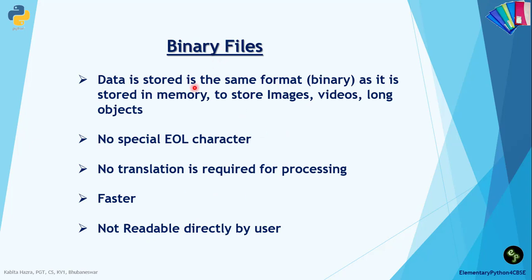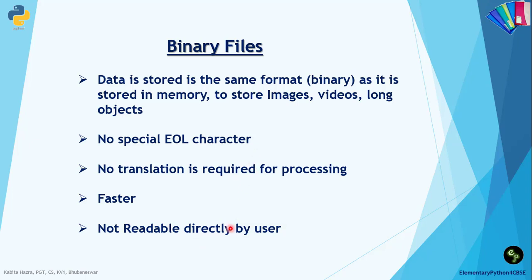If we compare binary files with text files, in a binary file the data is stored in the same binary format as it is stored in the memory. A binary file is used to store images, videos and large objects or large amounts of data. It does not store any special end of line character. As the data is already in binary format, it does not require any translation. Processing of binary files is faster. However, it is not directly readable as it is in binary format.